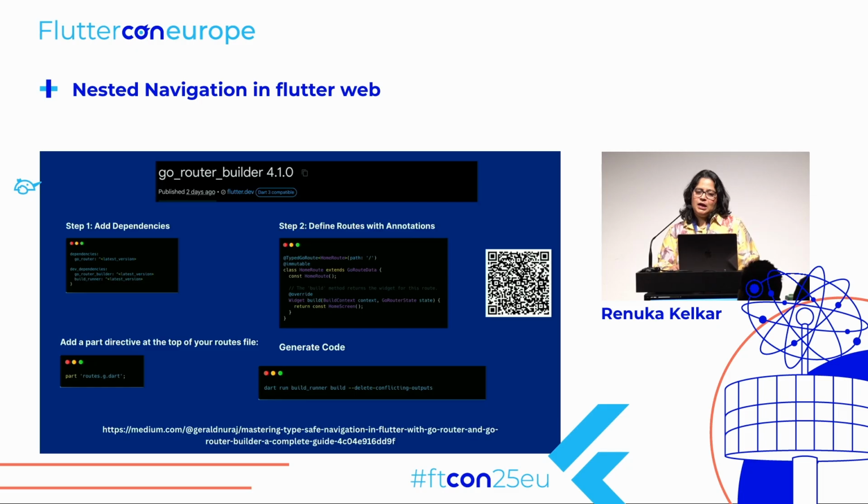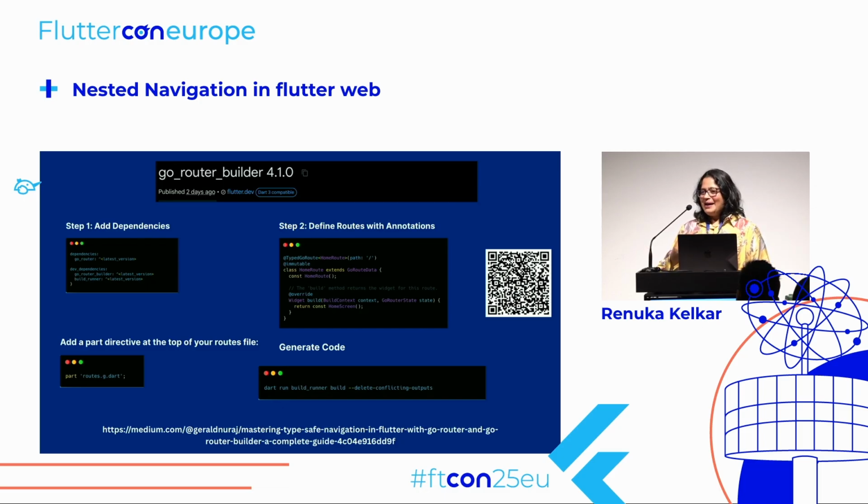You can add the dependency for the Go router builder. Then you can add the part directive, just like you do for any state management when you do automated code generation. And then you can define the route with the annotation, and then it generates the code. But still I'm not experimenting that much with this. I have done the simple use cases.